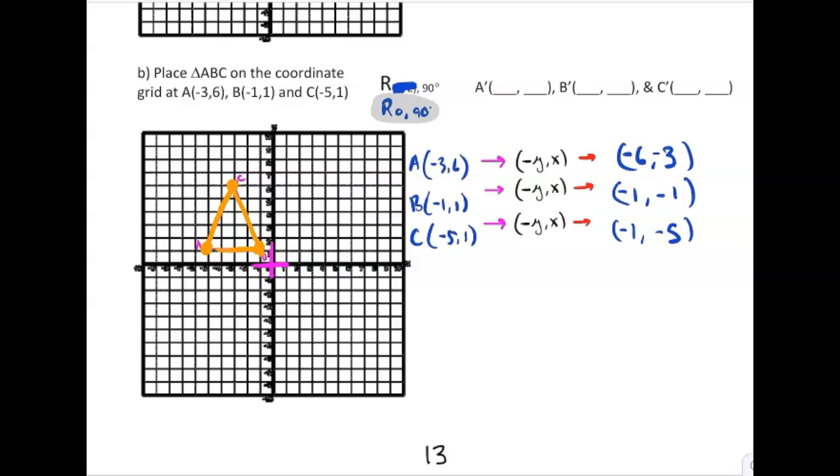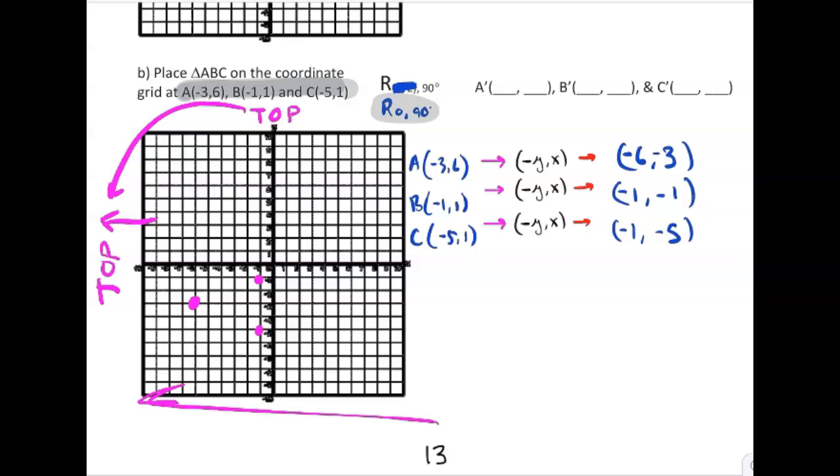And then method number 3 would be, instead of treating that like the top, we're going to rotate it 90, so that's the top, and then I'll just replot these points as if that is up. So -3 would be this way and 6 would be that way. So -3, 6, -1, 1, and -5, 1. Treating that as it's the top. So there are 3 different methods. You get to pick whichever one you like.